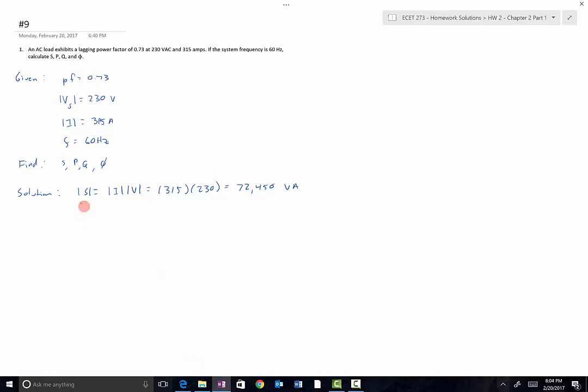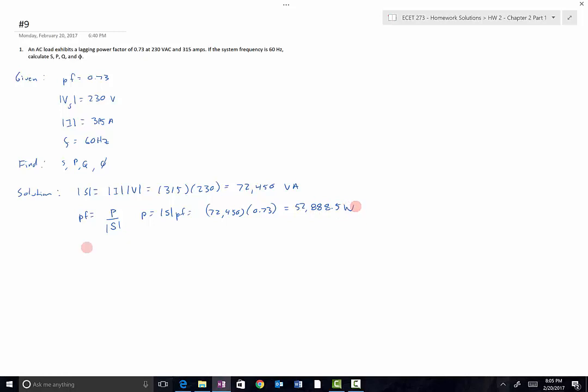I know that the power factor can be defined as the ratio of P to S, and more specifically the magnitude of S. So P is equal to magnitude of S times the power factor. So that's 72,450 times 0.73. That gives me 52,888.5. And that's power, so it's measured in watts.